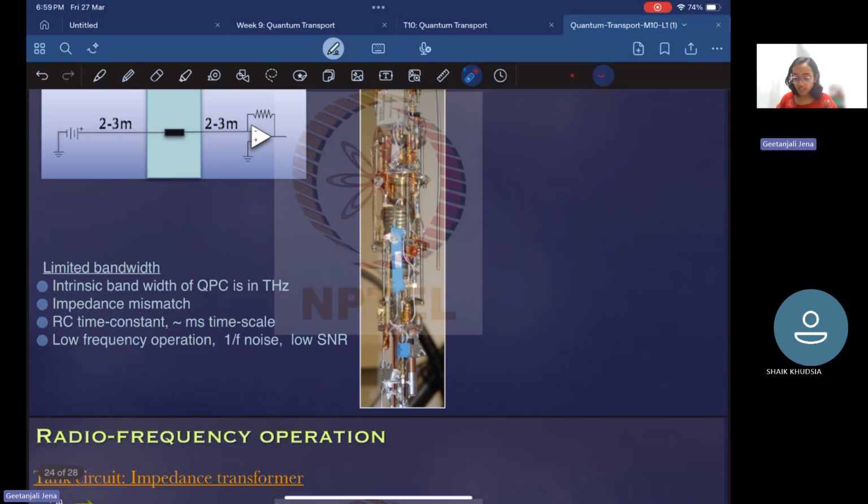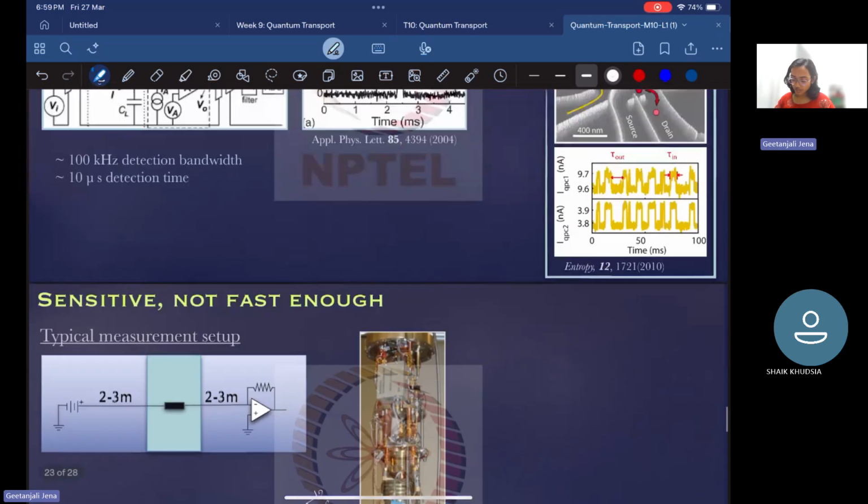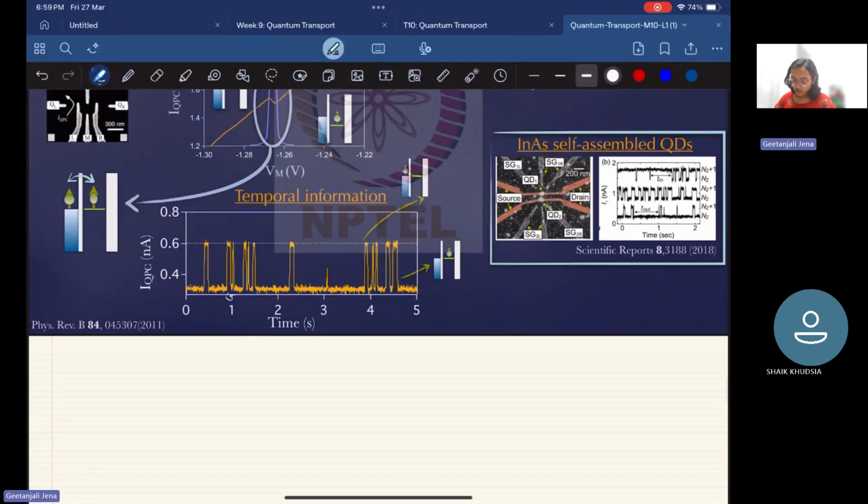If you look at the charging and discharging event inside this quantum point contact, the intrinsic bandwidth is in the order of terahertz. But if you look at the temporal information, a terahertz means, in the time scale, it will be in the order of 10 to the minus 12 second. But in the measurements here, you can see that these are in the order of millisecond.